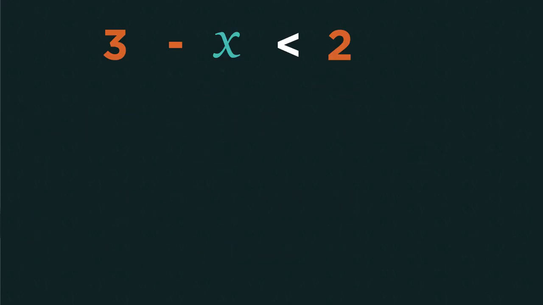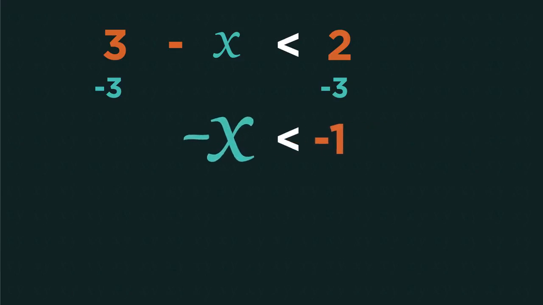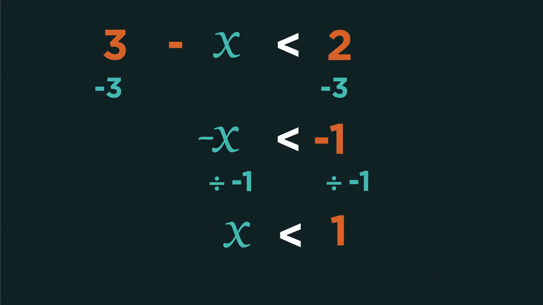There is another option. Imagine we'd started by moving the 3. We would have ended up with negative x. To make x positive, we need to divide by the negative. When we divide by a negative, we also need to change the direction of the inequality, so x is bigger than 1. You just need to remember to change the direction of the inequality if you're multiplying or dividing by a negative.